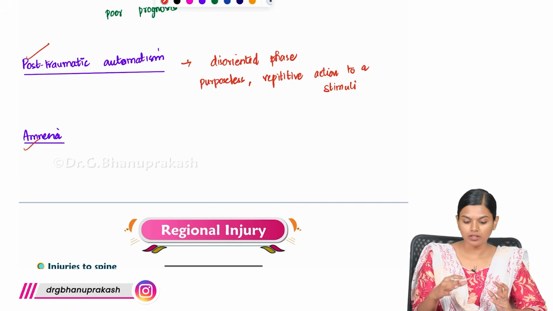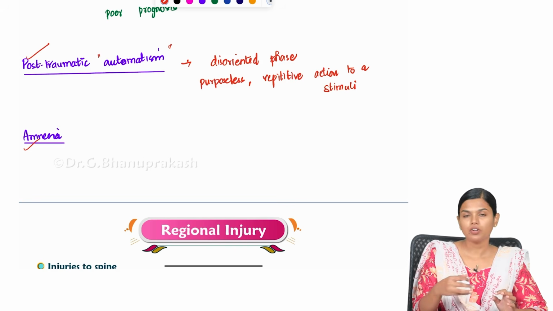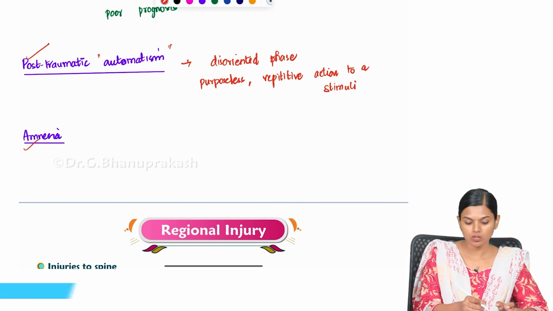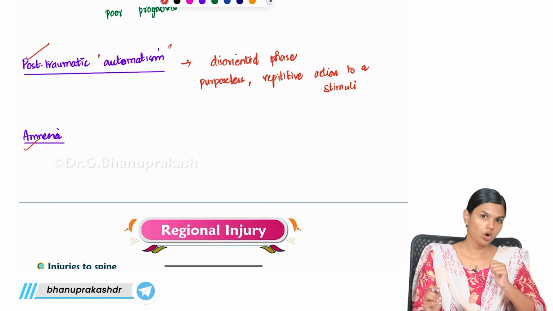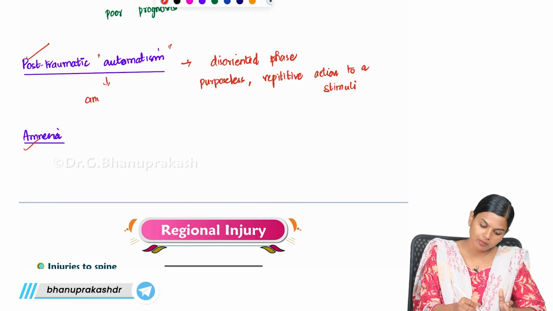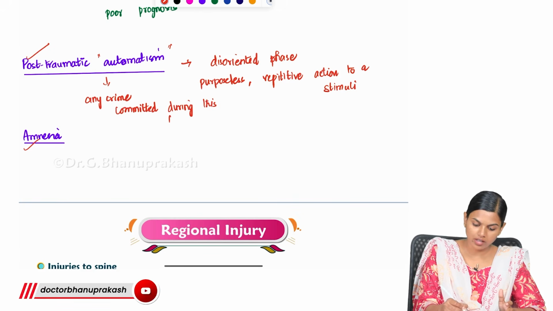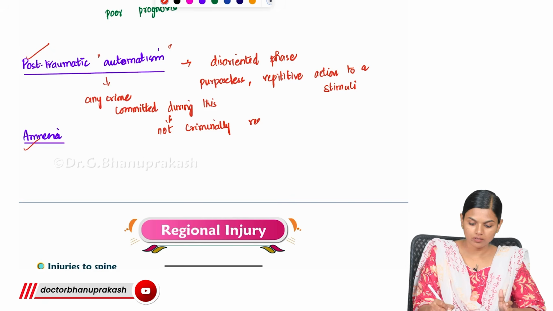So if they commit anything during this phase of automatism, they keep on repeatedly doing this activity, we call it as post-traumatic automatism. And if they commit any crime during this, they are considered not criminally responsible.